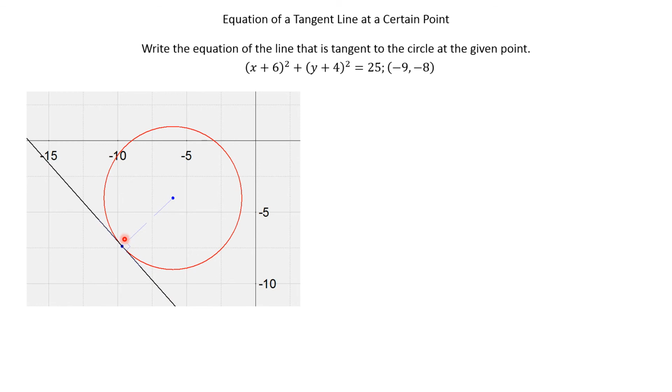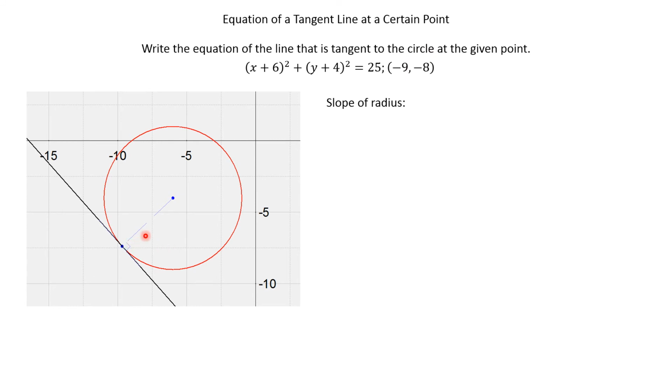We have the radius and the tangent line, as is notated on this diagram, are perpendicular. And so, if we can find the slope of this radius, we can figure out the slope of the tangent line. What do we need in order to find the equation of a line? We need a slope, and we need a point. The point is this point right here. So, let's find the slope of the radius first.